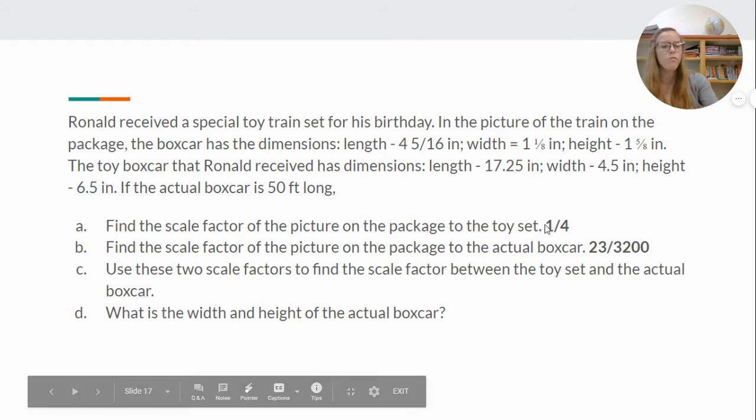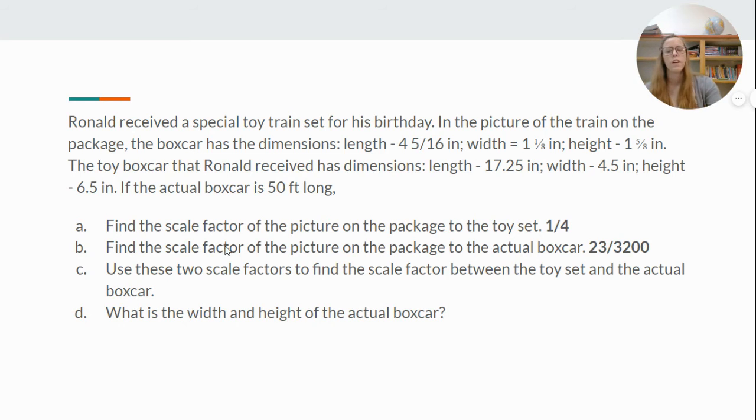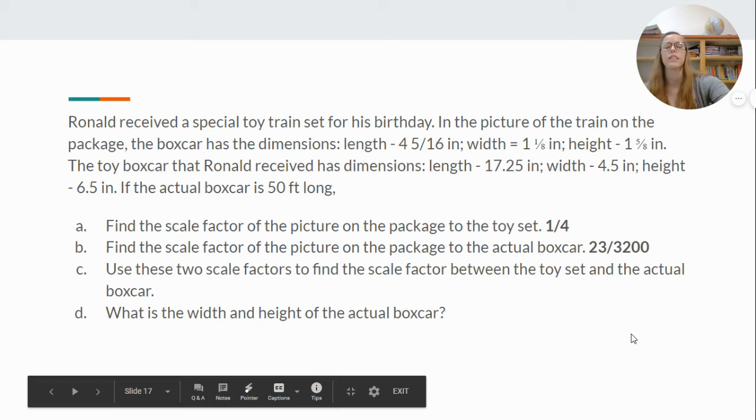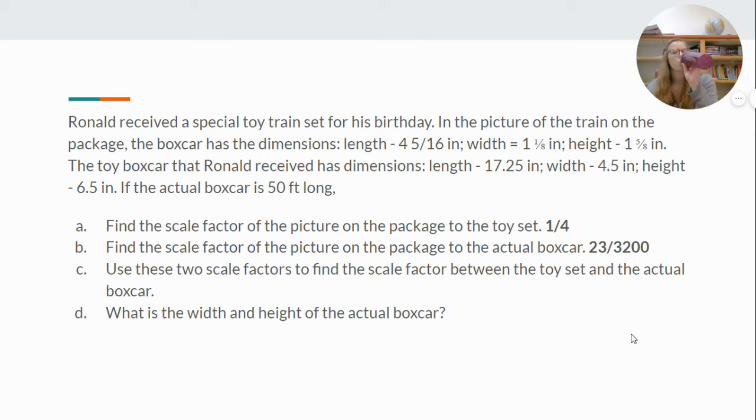Okay? So we have a couple more questions now. Now that you know for sure what those two scale factors are, you're going to use them to find the scale factor between the toy set and the actual boxcar, and then find the width and the height of the actual boxcar. So again, hit pause when you're ready, hit play to see what the answers are.